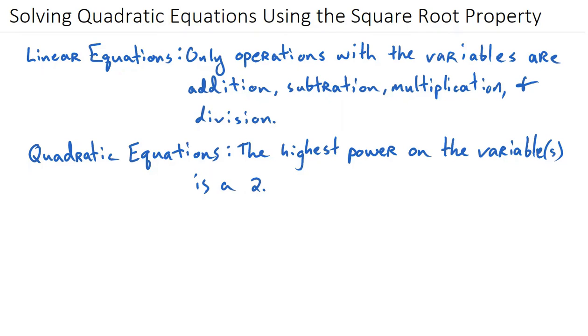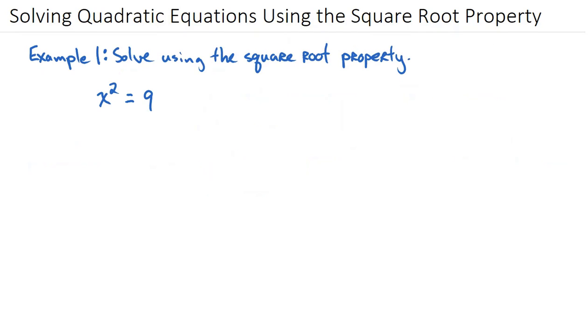Let's look at an example. So here we want to solve using the square root property, and I'll show you what the square root property is by working through this example. We have x squared equal to 9. Now we've talked about that to solve something is to find the solution or the value for the variable that makes the equation true. So then the question becomes, what number squared would give us a 9? Well, that would be a 3, right? So I'm just going to write that over to the side.